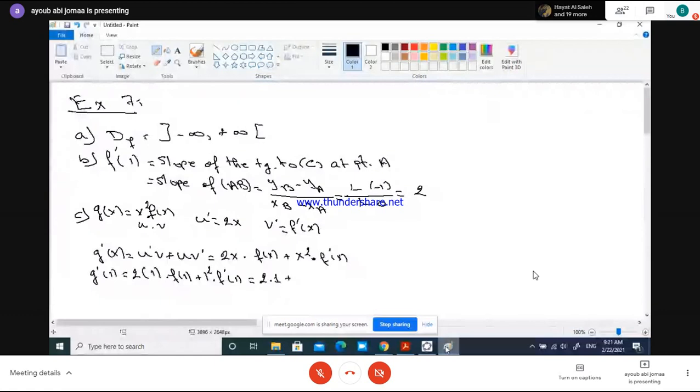Okay. 2 times 1. When you find g prime of 1, here you are replacing x by 1. You replace x by 1 here, 1 squared, f prime of 1.